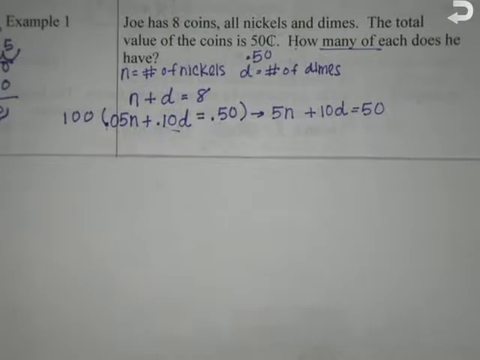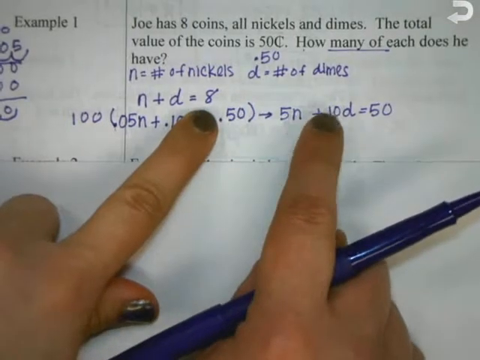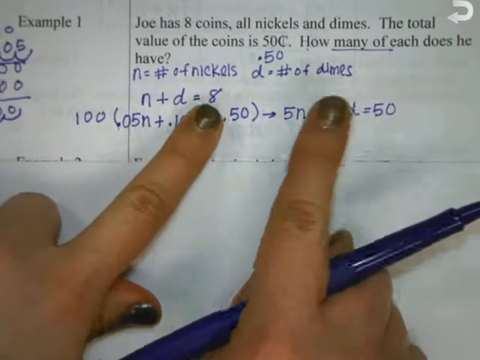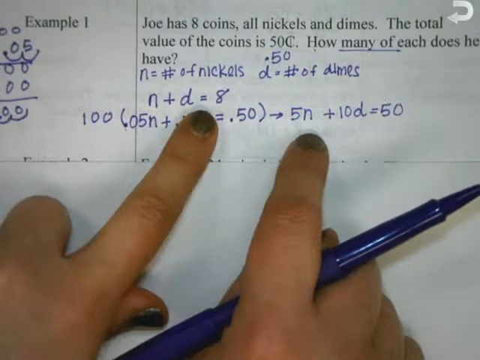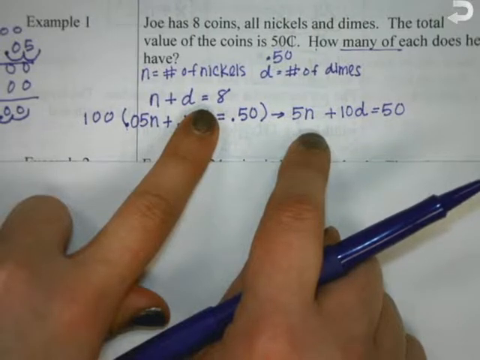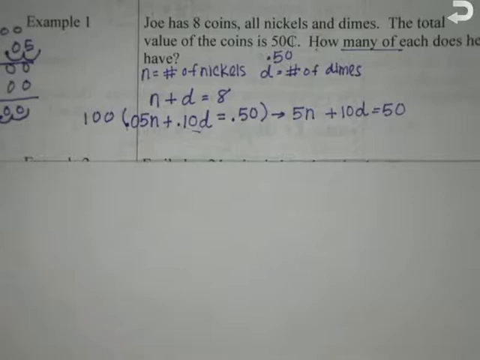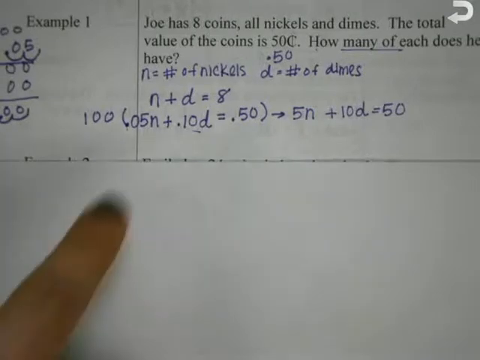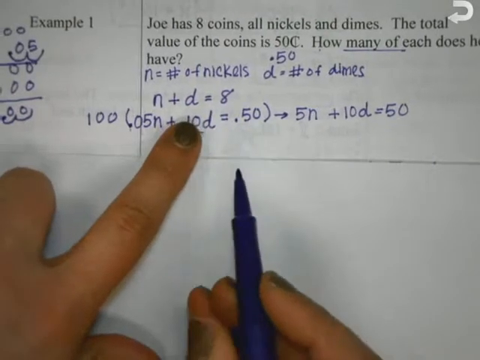So I have n plus d equals 8 and 5n plus 10d equals 50. Do you guys want to use elimination or substitution? It doesn't matter. You can use either one. I typically use elimination because there's less steps and I'm more comfortable with it. You could use substitution because we could easily solve for n or d, right? So which one do you guys want to use? You still want to use elimination?